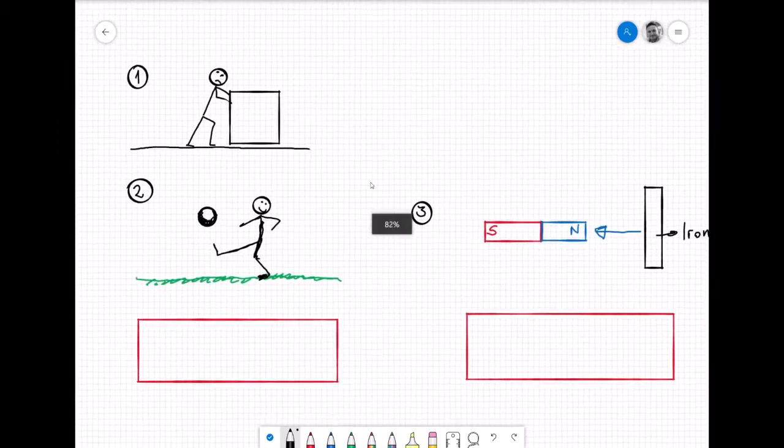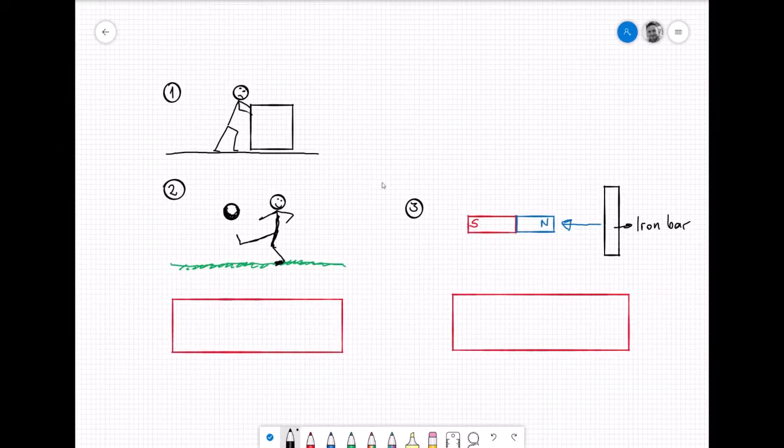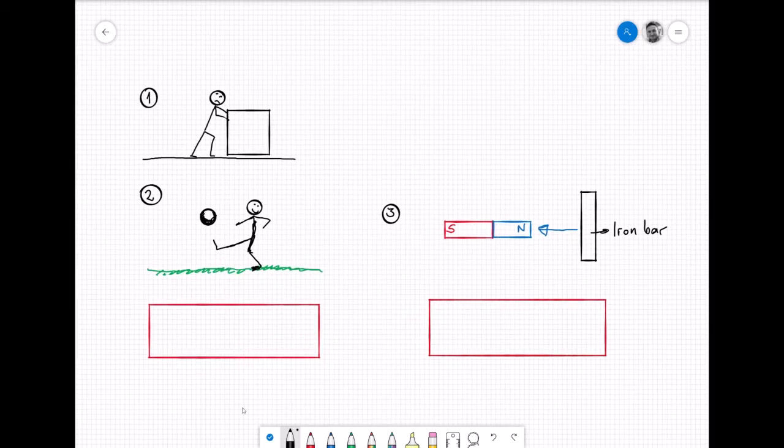So, to build that basic understanding of force, let's consider those three examples. In the first example, a guy is trying to push a crate, let's say a box. In the second one, a goalkeeper is kicking a ball into the air. And in the third one, an iron bar is drawn by a permanent magnet. When you analyze those three examples, you will see a difference between them.